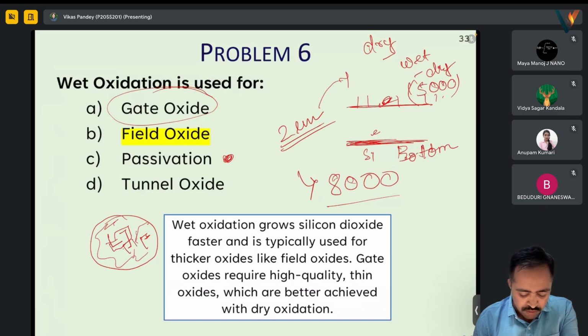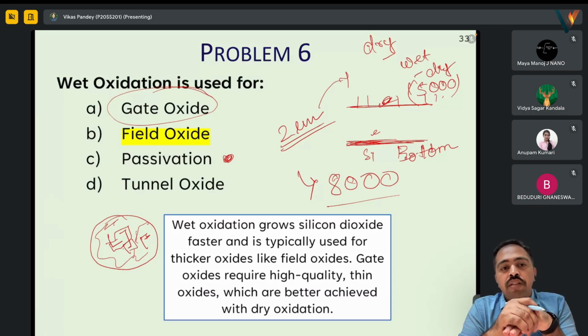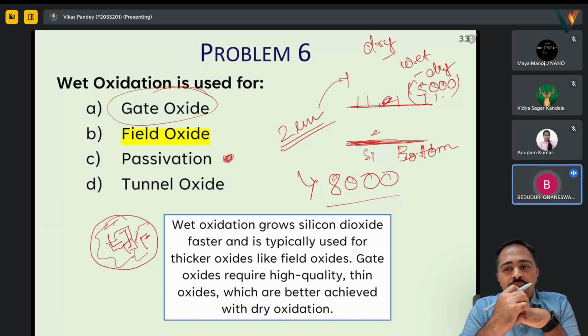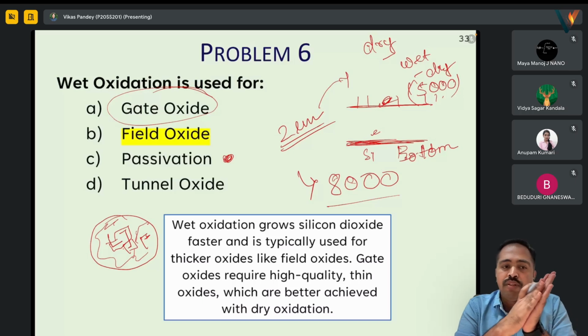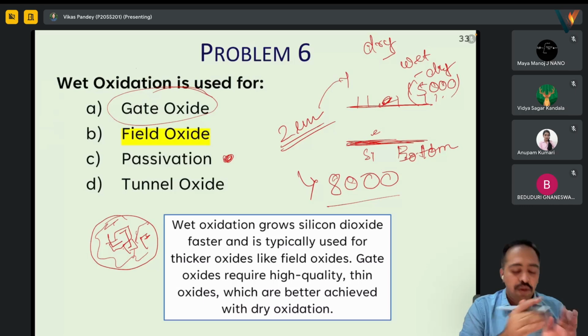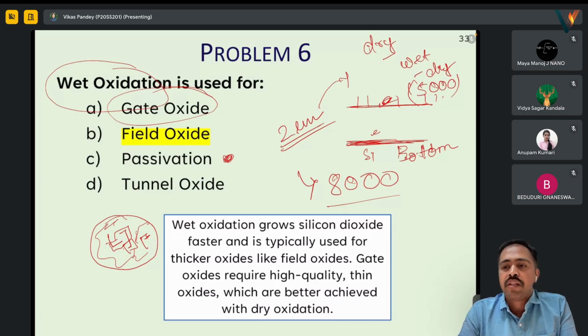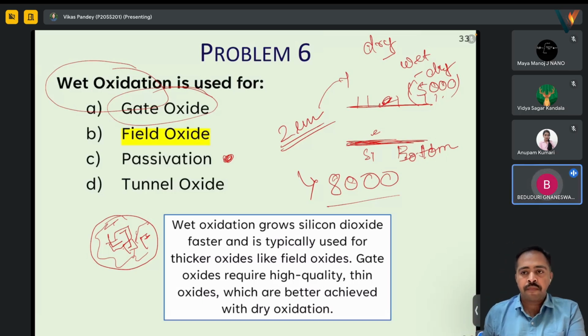So when you want to cover it above metal, can you do oxidation of metal to make SiO2? No, sir, can't do that. Yes, silicon oxide can be used for passivation, but it will not be grown using wet oxidation. It will be deposited either using some CVD methods or in general some PVD methods like sputtering. Fine. So then tell about the tunnel oxide also, please.